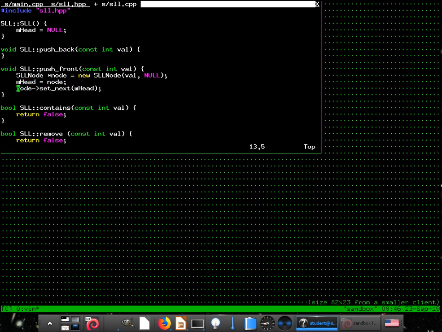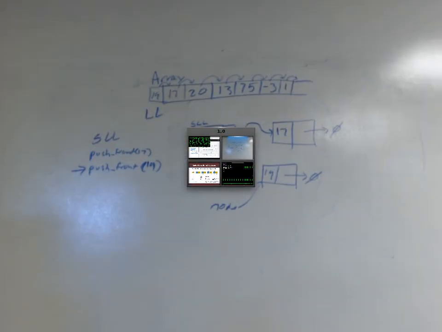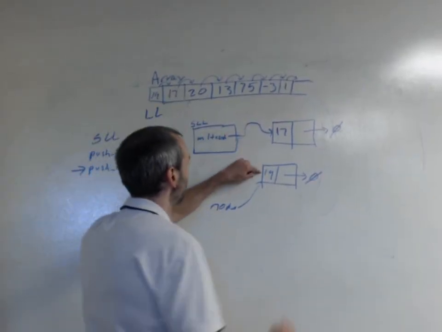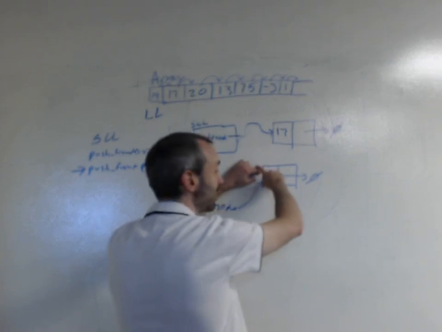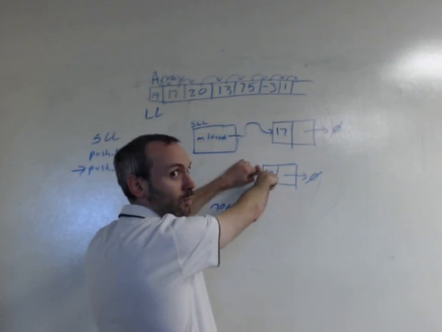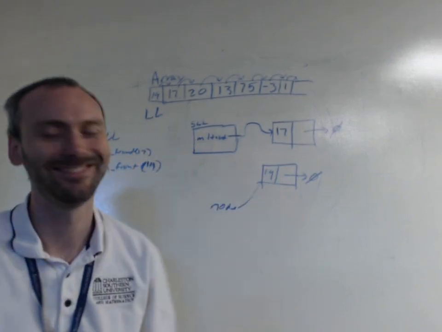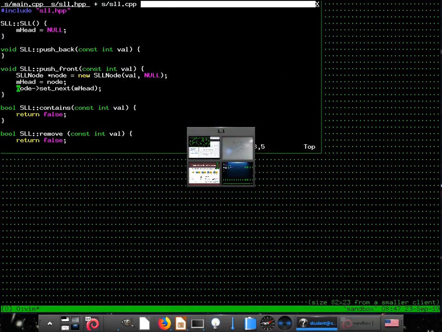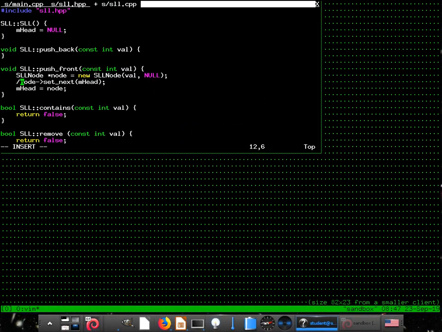By the way, why would this not work? Because we've already made mhead equal to the node. Right, and you would have had a circle. Do y'all see this, or you want me to draw this? If we did the code this way, mhead would point here, and then this pointer would point back to itself. Womp womp. So don't do that.